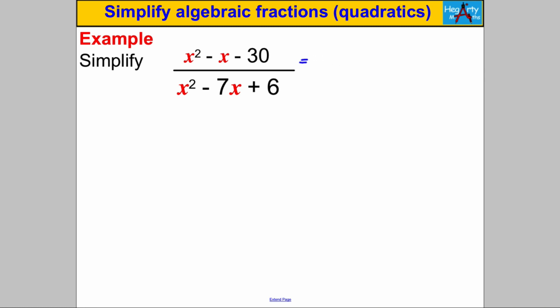Okay, I'm looking for two numbers that multiply to negative 30 and add to negative 1 when I'm factorizing this, and they're going to be x subtract 6, x add 5. So there we go. Step 1. I have factorized the numerator.